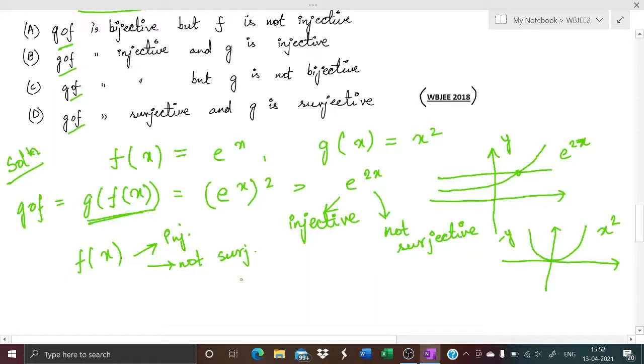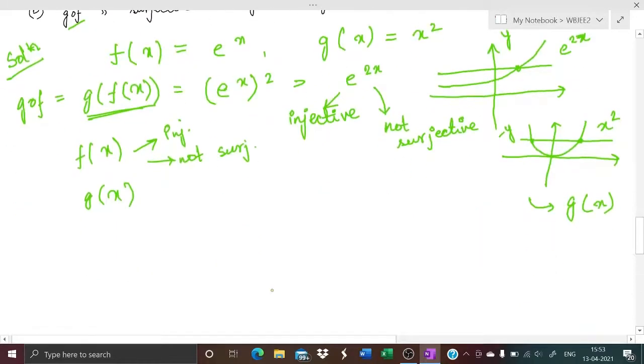Now what about g of x? So here you can see this is the graph of g of x. Now if you draw a line parallel to the x-axis, you can see that it cuts the graph at 2 points. So this function is not injective also because the line parallel to the x-axis is cutting the graph at 2 points. So this function g of x is not injective.